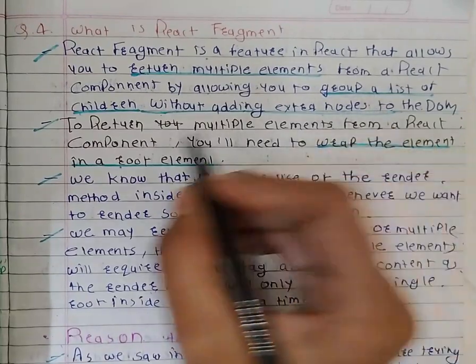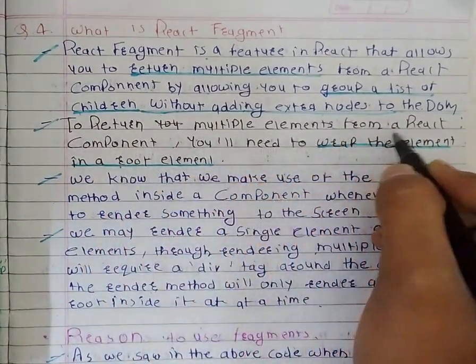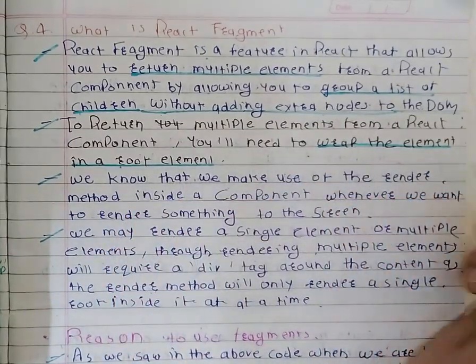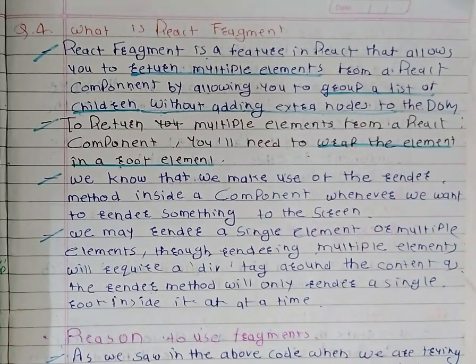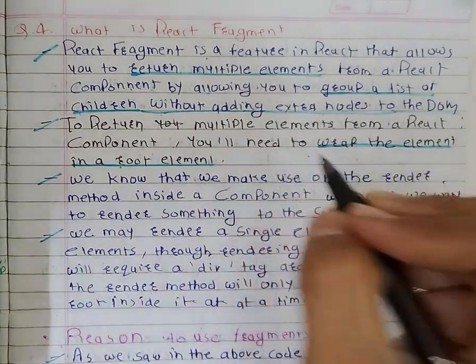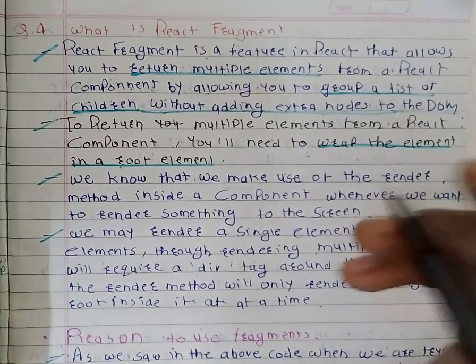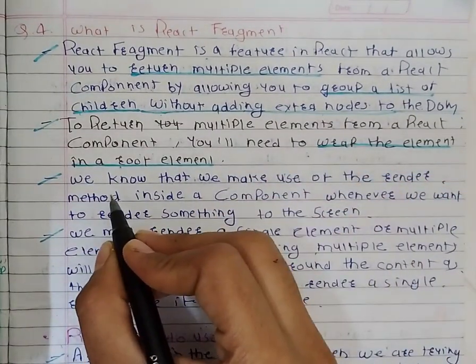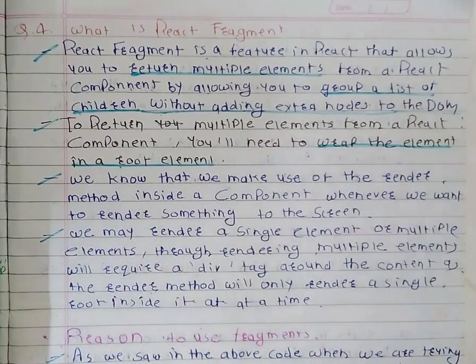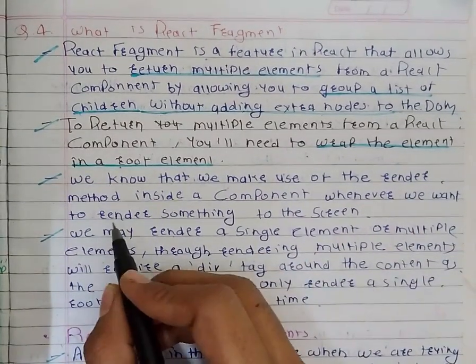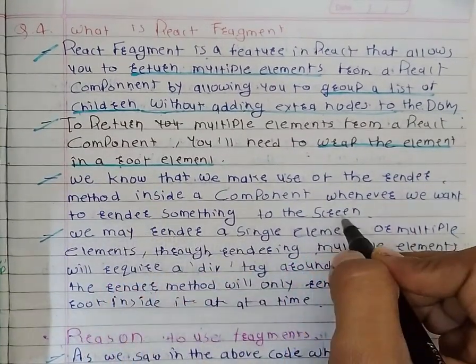To return multiple elements from a component, you will need to wrap the elements in a root element. So if you want to return multiple elements in a React component, we have to wrap the elements in a root element, in a single element. Then we know that we make use of the render method inside a component whenever we want to render something to the screen.